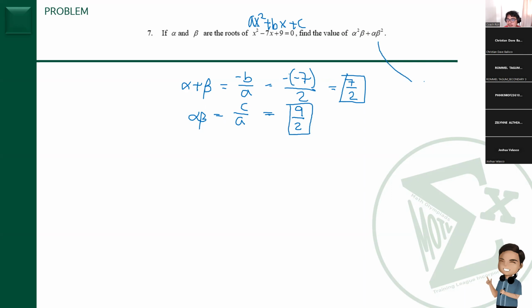We just need to get this one. What is this one? This is alpha beta times alpha plus beta, if I factor it out. So what does that mean? The product times the sum. So when I do this one, it's the product 9/2 times the sum, which is 7/2. That gives me 9 times 7 is 63 over 4.